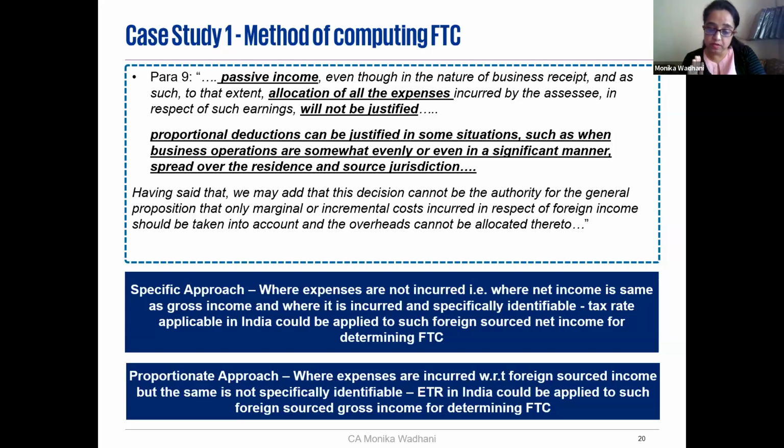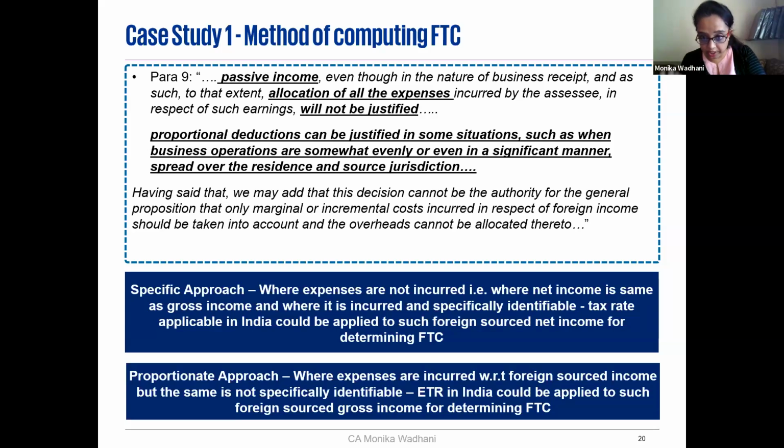So friends, what principles are coming from various judicial pronouncements is that there may not be any particular thumb rule which may apply in all cases, and you have to see the facts of each and every case. Ahmedabad Tribunal has also specifically mentioned in its ruling at the end that we may add that this decision cannot be the authority for the general proposition that only marginal or incremental cost incurred in respect of foreign income should be taken into account and the overheads cannot be allocated thereto. So the specific approach, wherever it is possible, has to be followed.